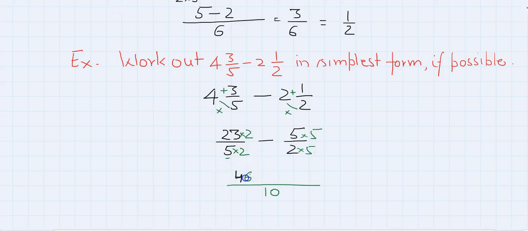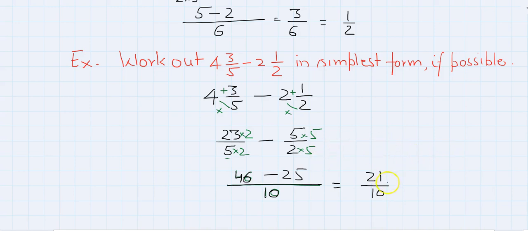That is 46 minus 5 times 5 is 25 over 10. So that is 6 minus 5 is 1, and this is 21 over 10. Now this fraction cannot be simplified further because there is no common factor here. So our answer is 21 over 10.